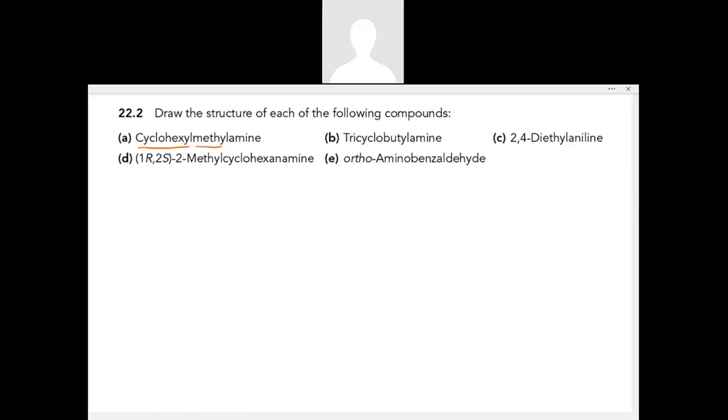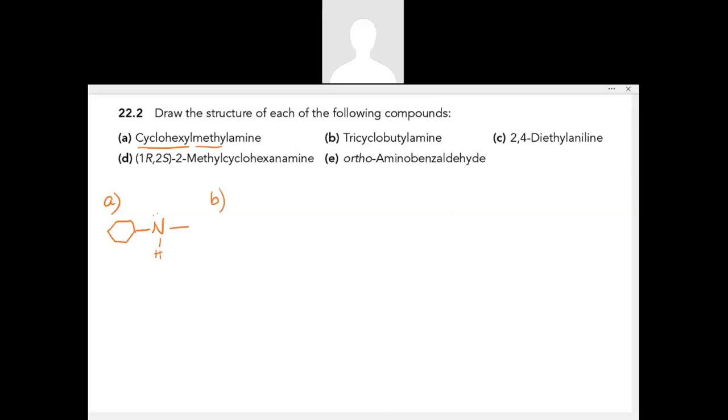So we would draw for part A here our nitrogen, and then we can draw a cyclohexyl group here. So that's going to be a six-membered ring. There we go. And then we have methyl, and then the other spot will be a hydrogen. So there's our compound for part A.